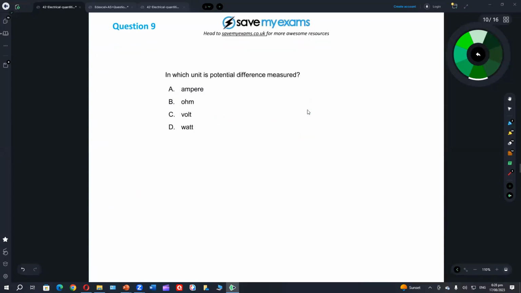Yeah, electromotive force. In which unit is potential difference measured? Very easy question. Memory. Volt. Ampere is a unit of current. Ohm is the unit of resistance. Volt is the unit of voltage. And what is the unit of power?